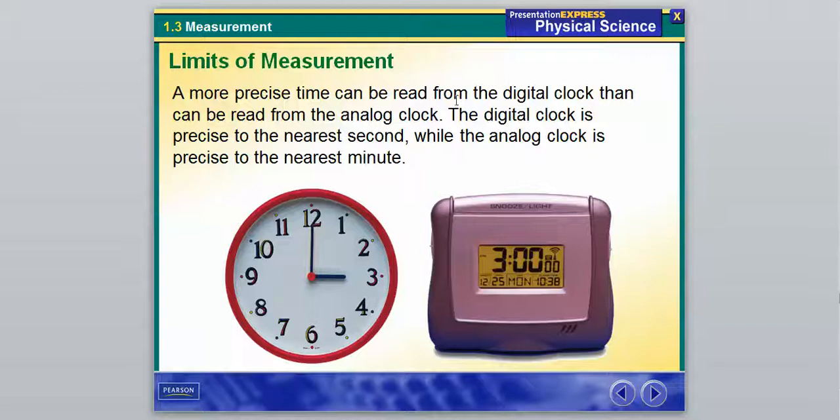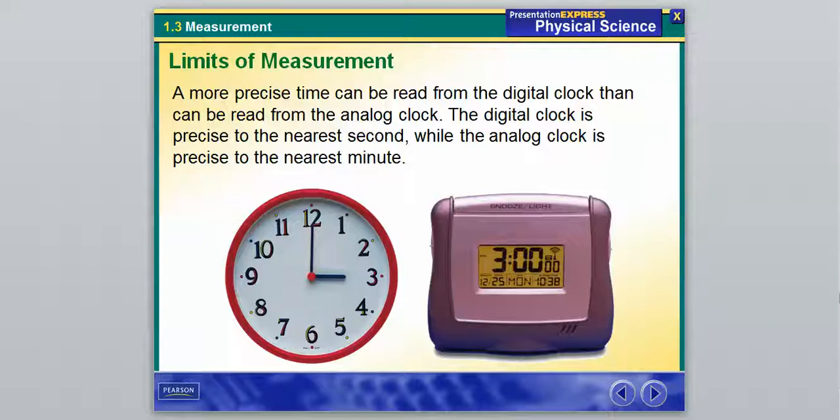So the digital clock is precise to the nearest second, meaning that it can measure to the nearest second, while the analog clock is only precise to the nearest minute, because we cannot judge the seconds based off of this clock. That is what it means to be precise. It's basically limited by the tool that you have. If you have a ruler that can only measure every half a centimeter instead of every eighth of a centimeter, that's nothing that you did wrong. You can't be more precise than what the tool you have gives you.